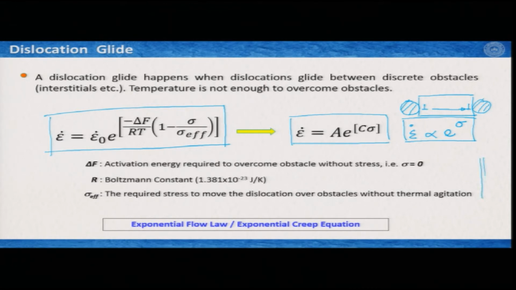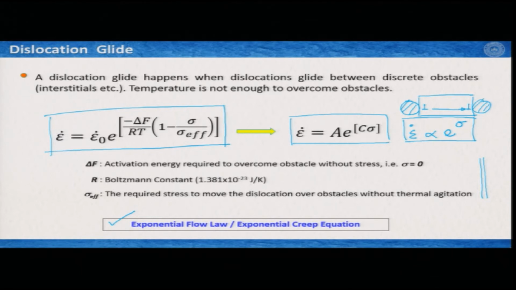But I repeat, you do not have to pay too much attention to this form, but it is important that you understand this fact: in dislocation glide the strain rate is exponentially related to the stress, and therefore, this is known as the exponential flow law.